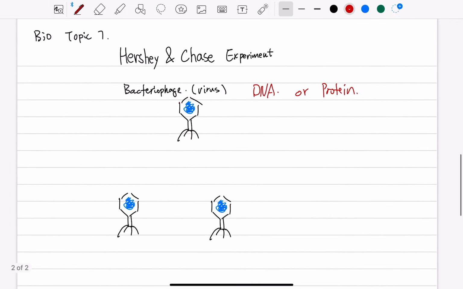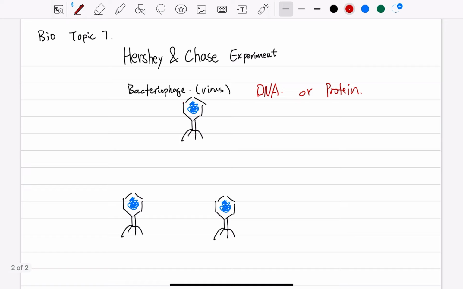Okay, so in biotopic 7, we learn about DNA replication, translation, and transcription, and at least in 7.1, what is very important is the DNA. And if someone asks, how do you know that the DNA is the genetic material of living organisms, we can talk about this Hershey and Chase experiment.